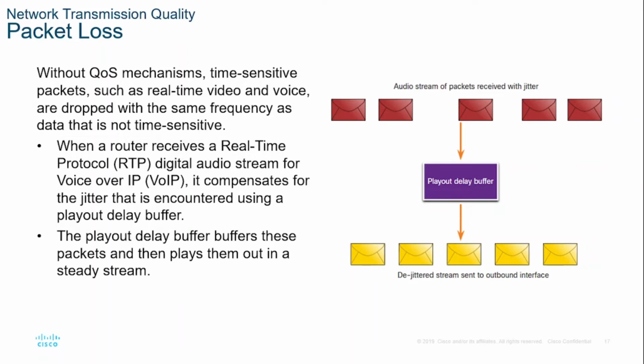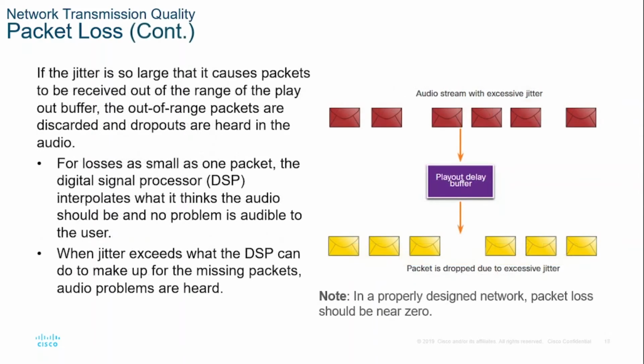The digital packets are later converted back to an analog audio stream. Play-out delay buffer compensates for jitter. And in the figure, the packet drop is due to excessive jitter. Packet loss is a very common cause of voice quality problems on an IP network.